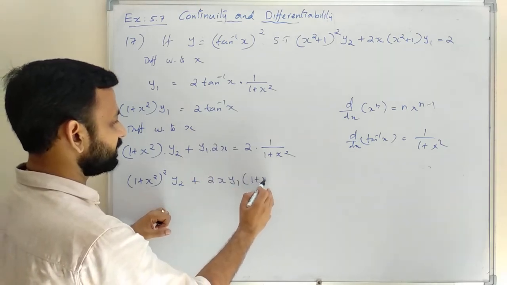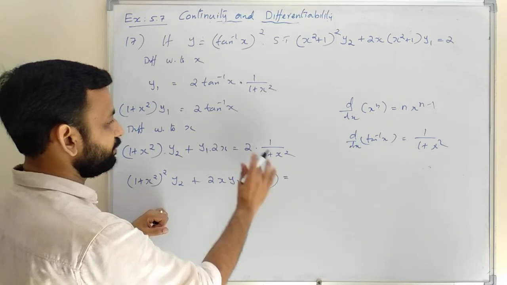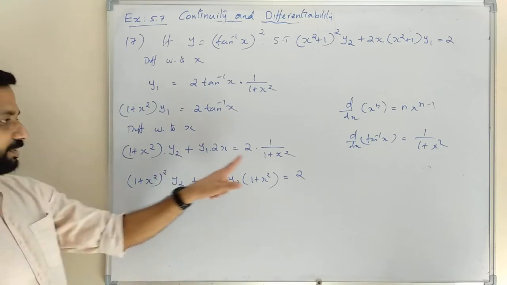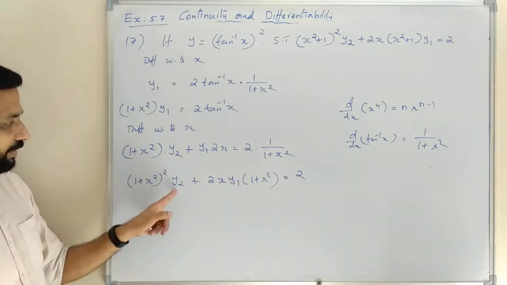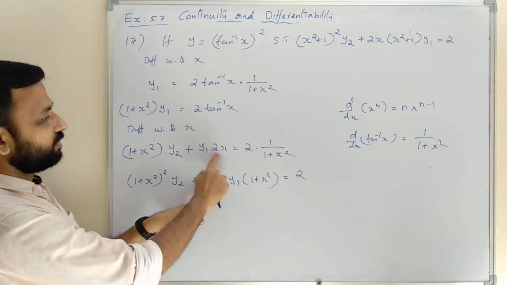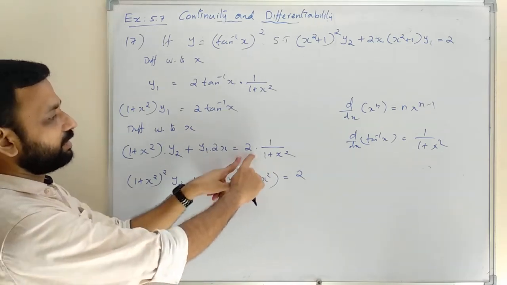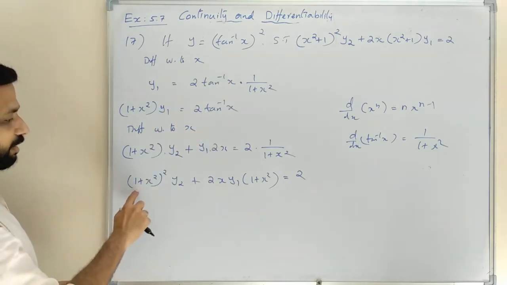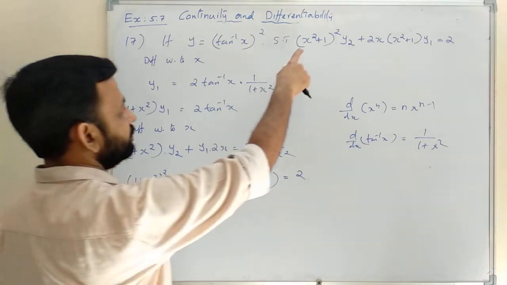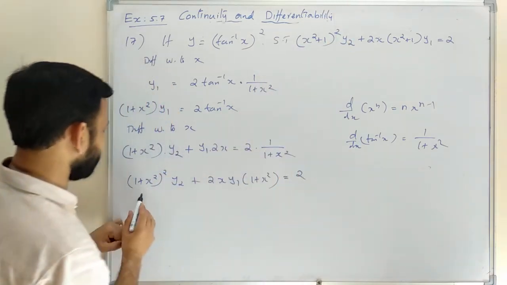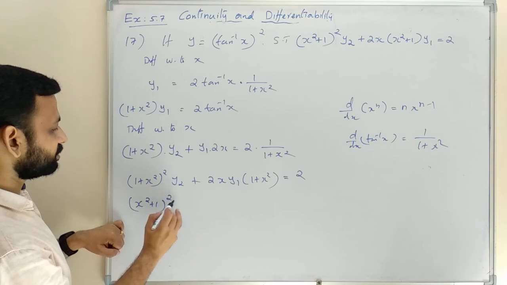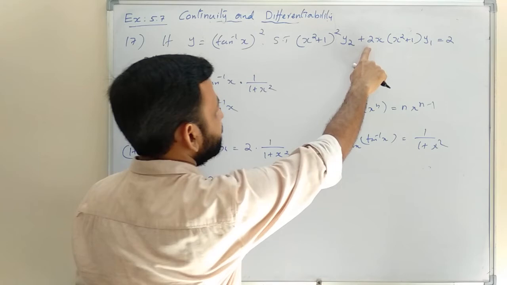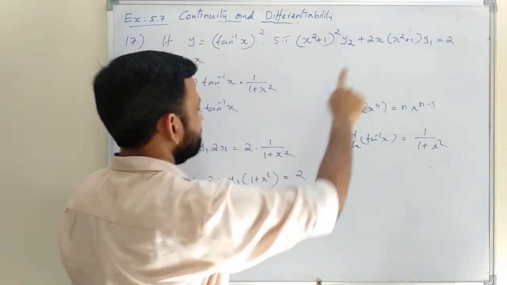2xy1 into 1 plus x square equal to 2. So when we cross multiply this one, 1 plus x square into 1 plus x square, that is 1 plus x square whole square y2 into y2 plus 2xy1 into 1 plus x square equal to 2. Then we can compare with that expression: 1 plus x square whole square into y2, same x square plus 1 whole square into y2 plus 2xy1 into 1 plus x square, 2xy1 into x square plus 1, same 1 plus x square.